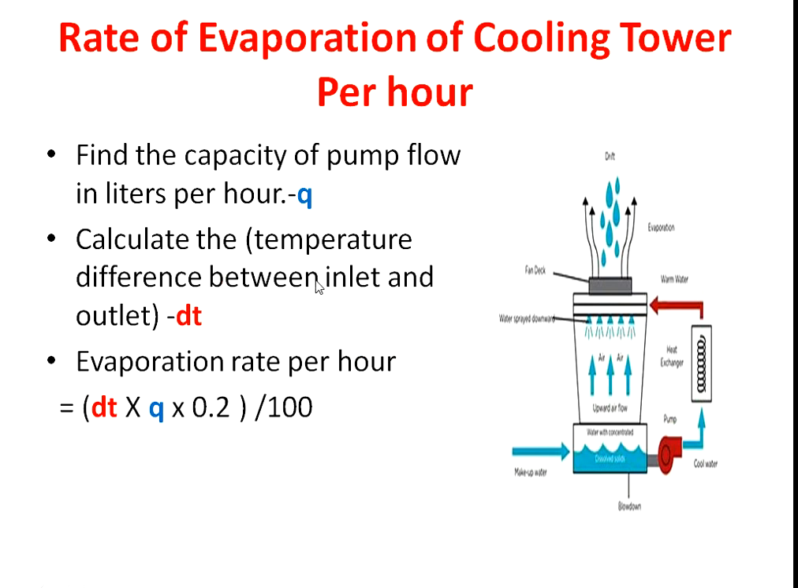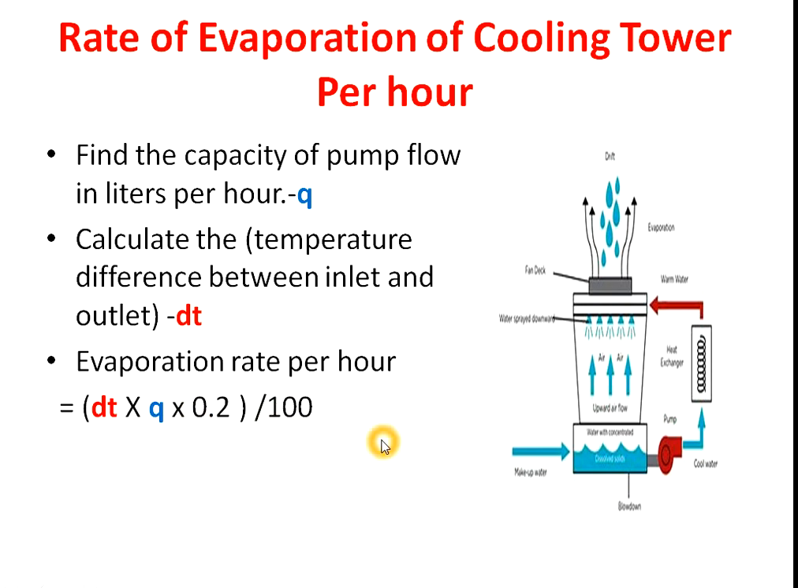And then calculate the temperature difference between inlet and outlet. So this is the inlet temperature and this is the outlet temperature. Measure these two temperatures and calculate the temperature difference, that is dT. So our formula is evaporation rate per hour is equal to dT into Q into 0.2 divided by 100.